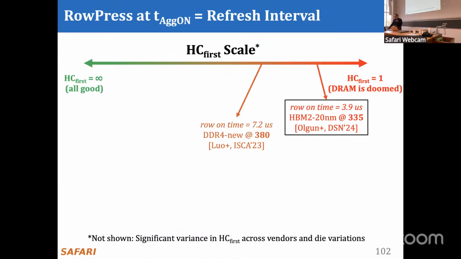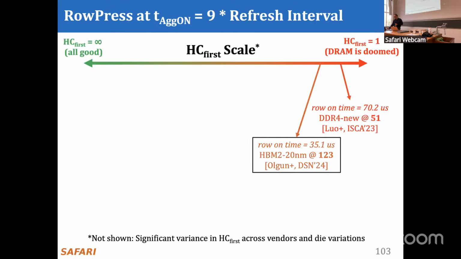Essentially, these are results from Haocong Luo's paper on DDR4. These are DDR4 chips that we tested. You get a bit flip after 380 activations. A lot of real applications can do that, actually. Just to give you a perspective, within a refresh interval, you can do 1.4 million activations or so. 380 is nothing. You get bank conflicts, you easily get to 380. And more recently, Ataberk repeated some of these RowPress studies on HBM2, and you get bit flips after 335 activations.